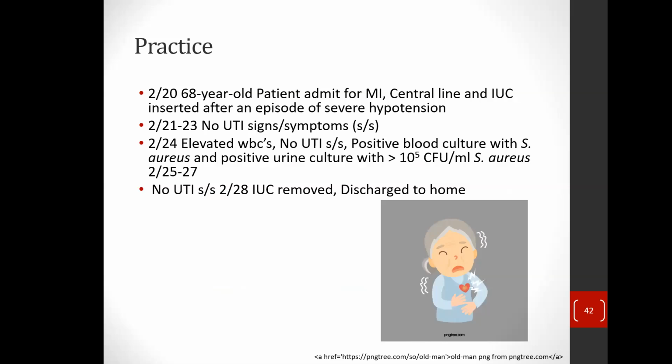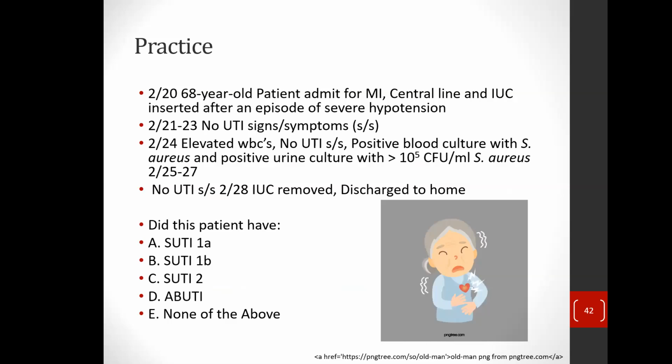Is there anything to report here? Did this patient have those things that we've just talked about? Did they have a SUTI 1A, SUTI 1B, SUTI 2, an ABUTI, or none of the above? Well, we can definitely cross out SUTI 2 real quick because they're certainly more than 1 year of age. They're 68 years old. Okay, and we look at the rest. SUTI 1B requires you not to have a catheter. Did this person have a catheter? Yes, they did, the full time. So those 2 we can knock out real quick.